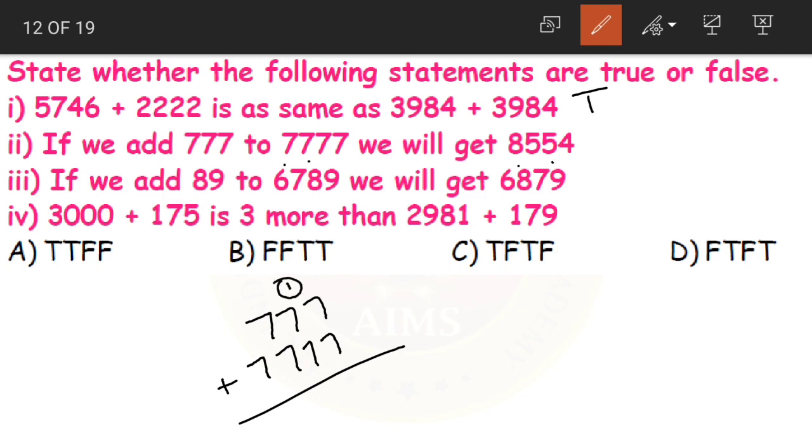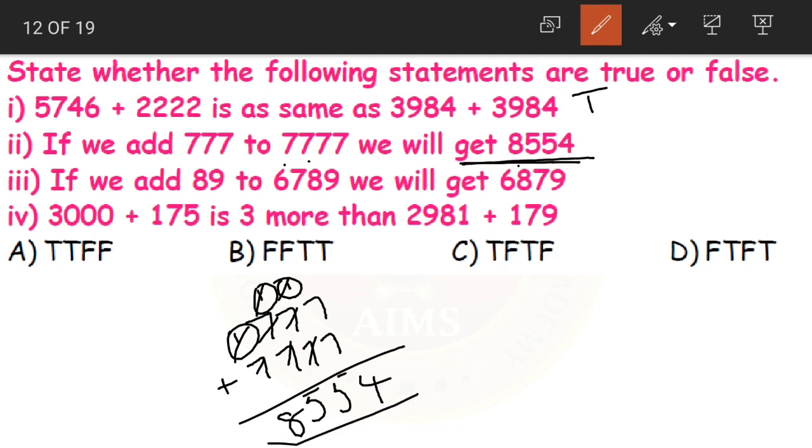7 plus 7 is 14, 1 carried. 1 plus 7 is 8, 8 plus 7 is 15, 1 carried. Now 7 plus 1 is 8, 8 plus 7 becomes 15, 1 plus 7 becomes 8, 8554. Even in the statement they are saying the same, right? If we add 777 to 7777, we will get 8554. So it is also true.